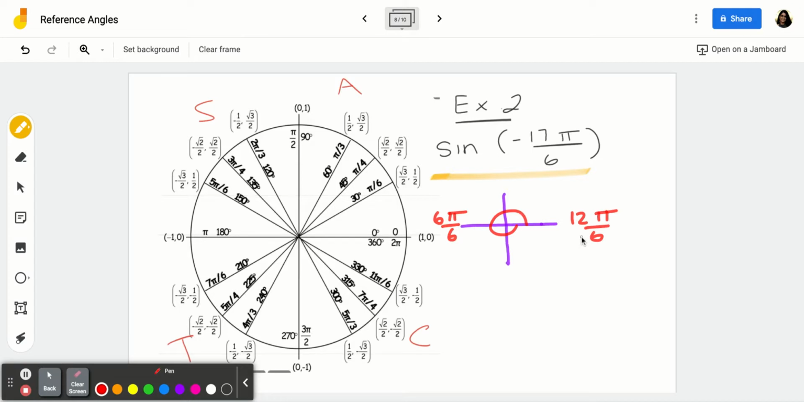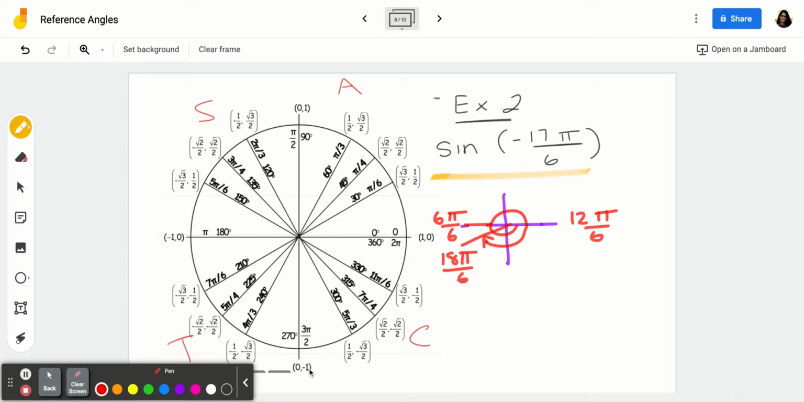Okay, well, that's not good enough. I need to keep going. So I'm going to go another 6. So 12 plus 6 is 18 pi over 6, which reduces to 3 pi. Still not good enough because I need to, oh yeah, that is good enough. Because I don't want to go to 18. So I'm going to literally erase a little bit of that, if I can find my eraser on here. I went a little too far. So I need to just go right here.